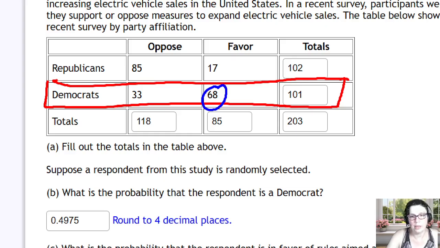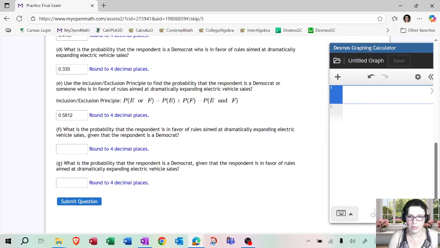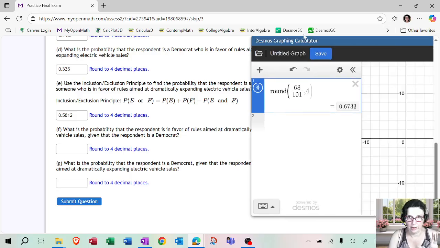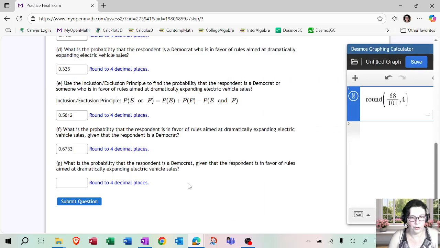But this time it's not out of the total, 203, but the total in the condition. And the total in the condition is 101. So in this case, this would be 68 divided by 101. Notice how the bottom is not the same, because now you know you are a Democrat and you can't get out of that. You're inside that universe. So let's put that in here.